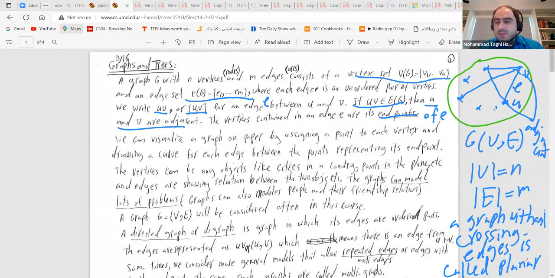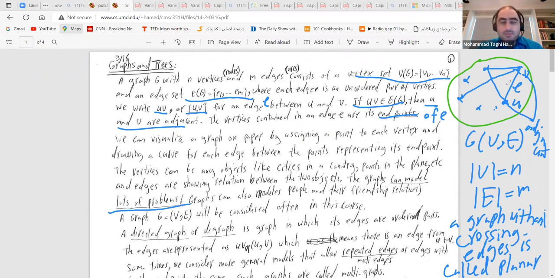And you can think about, there are lots of applications. You can think about these as the intersections in a city. It might be the case that you are considering the cities on a map and then you draw the different routes between them, or you may think about these as the cities and these are the flights between them. You can think of lots of objects. And we will give more examples later as well. So lots of problems actually can be modeled by graphs.